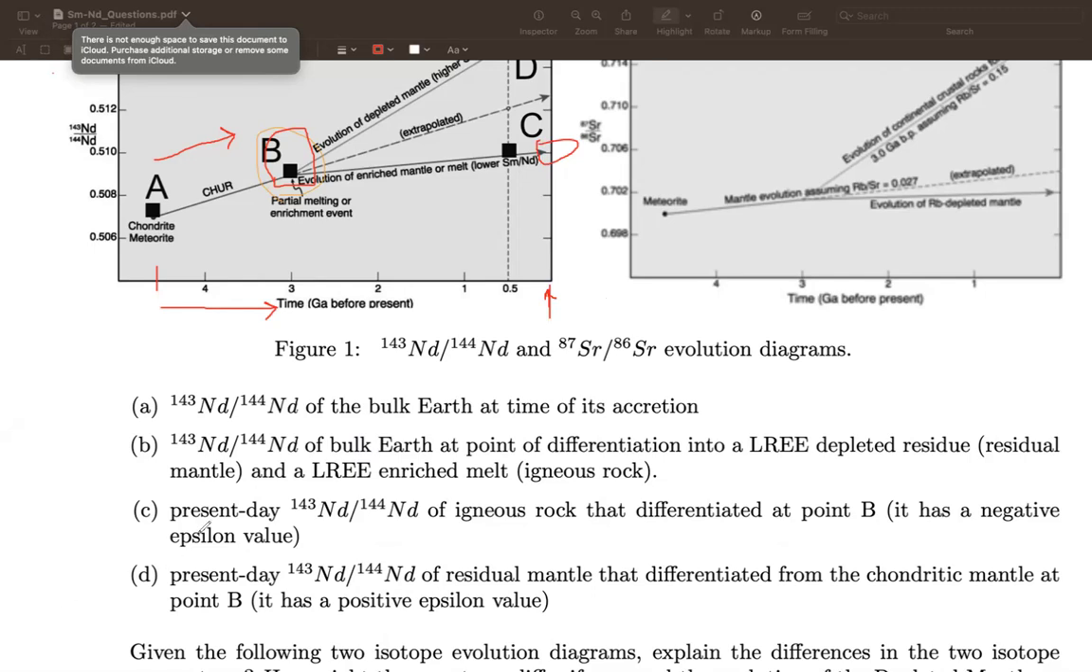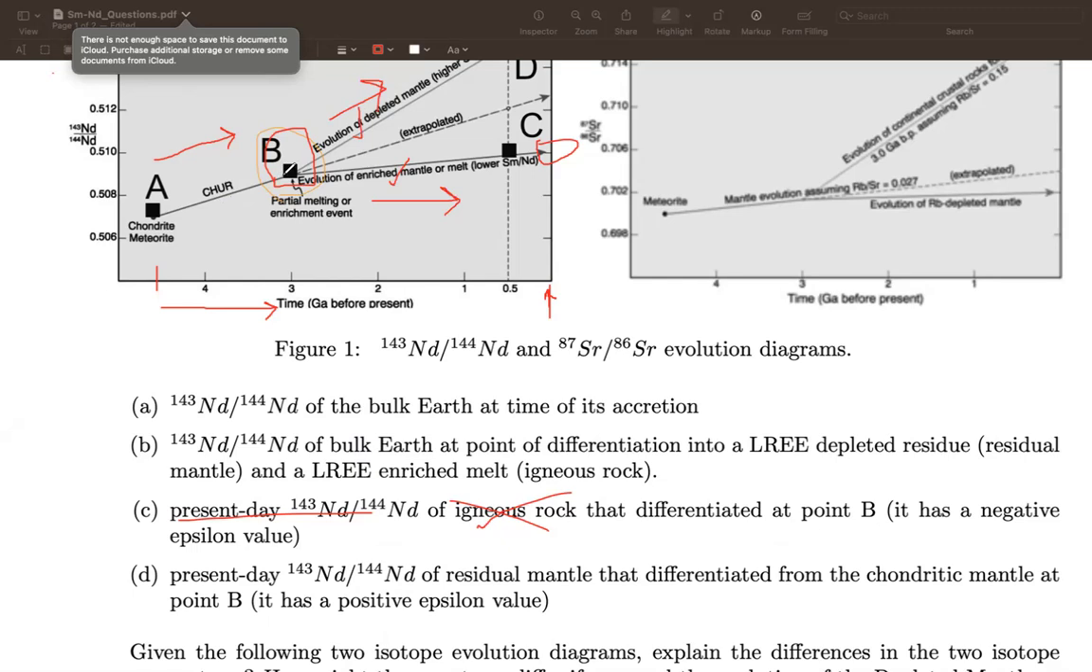So C represents the present day neodymium composition of the rock, right? Don't think about this as an igneous rock. It is just the earth mantle, right? Because after differentiation, there are two, mantle and crust, right? Two differentiation lines are there. One is here and the other one is here, evolution, right? Two evolution lines. That means this line and this line.